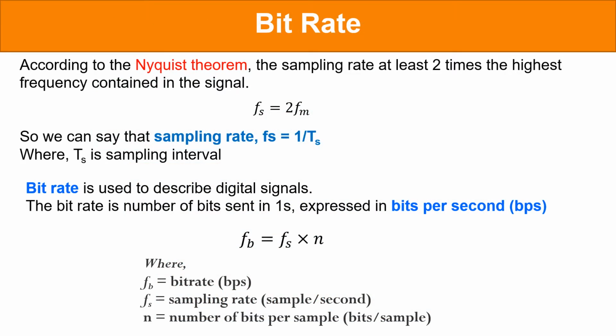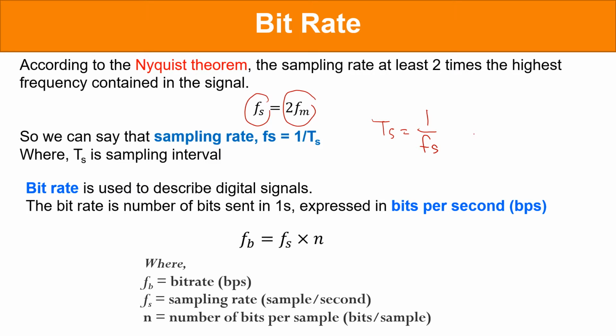So before that, first thing we need to know is the bit rate. According to the Nyquist theorem, the sampling rate is at least 2 times the highest frequency contained in the signal. So we know that Fs equals 2 FM. So we can say that the sampling rate Fs equals 1 over Ts, where Ts is the sampling interval. So Ts equals 1 over Fs.